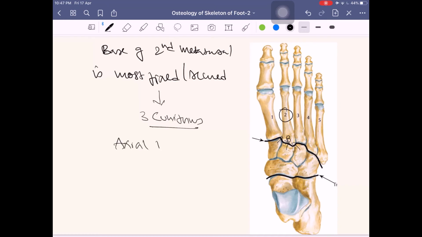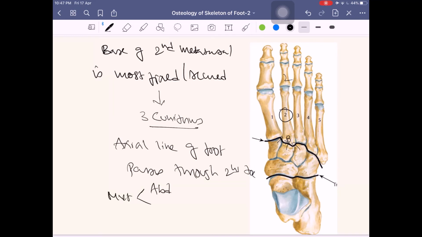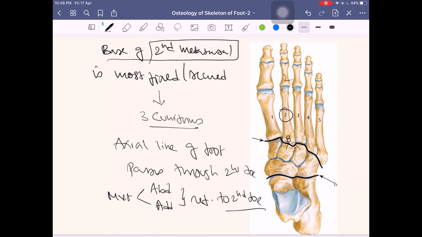For this reason, your axial line of the foot passes through the second toe, and that is the reason we describe abduction and adduction of the toes with reference to the second toe. And why the second toe? Because the second toe is very fixed. Why is the second toe very fixed and stable? Because it is attached to the second metatarsal, and the second metatarsal base is very fixed because the socket is formed by three cuneiform bones. So this is something interesting.